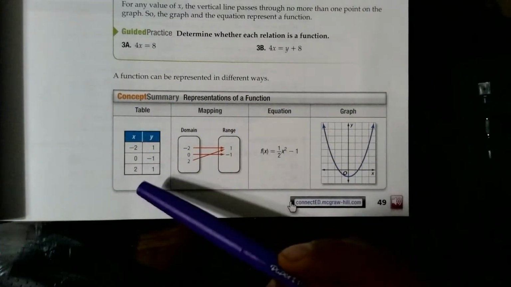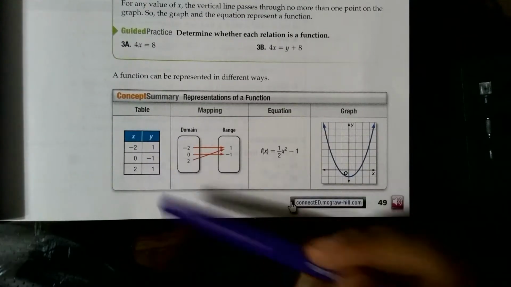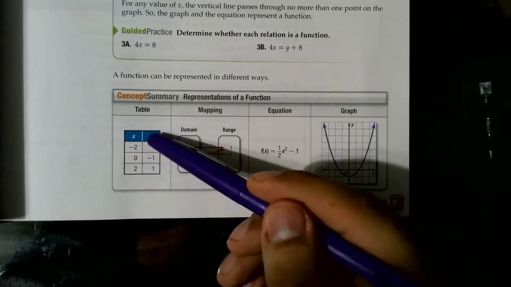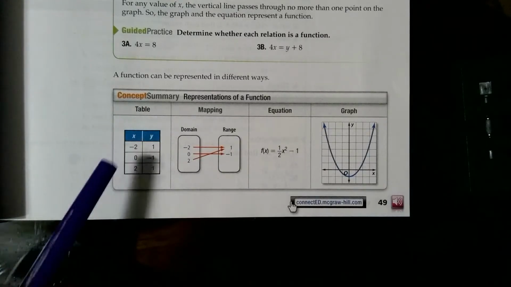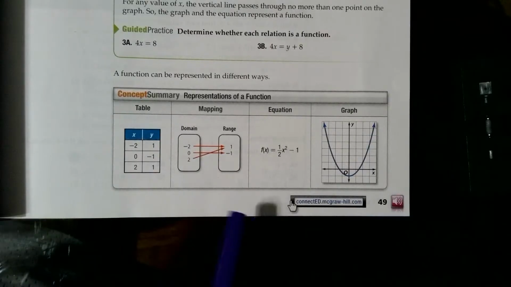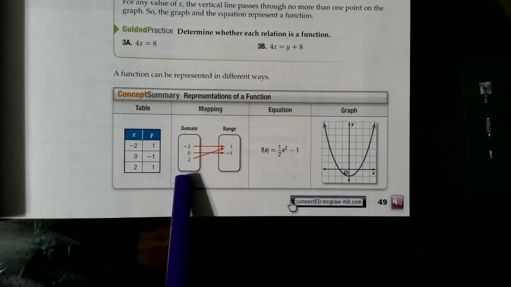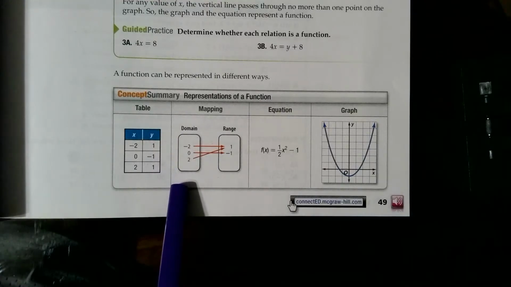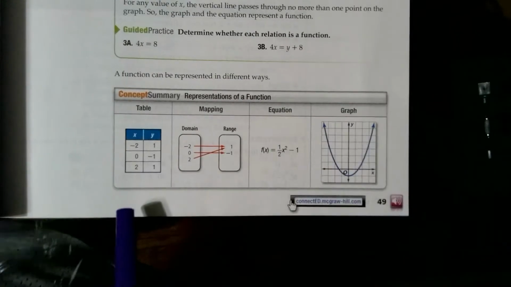So here we are. Is this a function? Y's are 1, -1, and 1. Ones are repeating. Does that matter? No, because it's the y's. It does not matter. Do our x's repeat? -2, 0, 2? No, they do not. Therefore, it's a function. Over here, do our x's repeat? Are there 2 arrows coming out of any one of these x's? If there are 2 arrows coming out of the x, no good. Not a function.